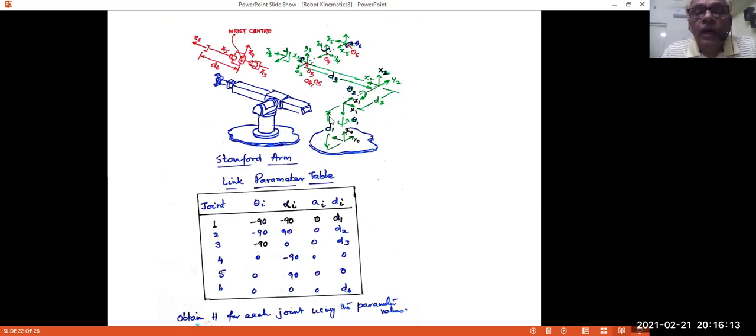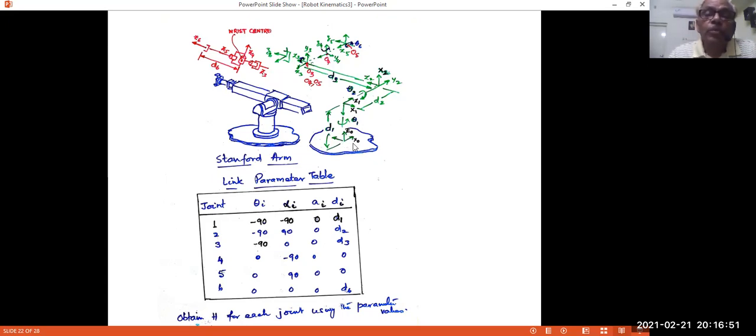So anyway, the first thing we need to do is take the skeleton like this and assign frames like this. As I said, for the base frame you have certain flexibility, but of course the first joint axis will be your Z0, and about Z0 you're going to have theta 1. The next axis is like this, because this can rotate like this. About this axis, that is going to be your Z1, and theta 2 is the associated joint angle.